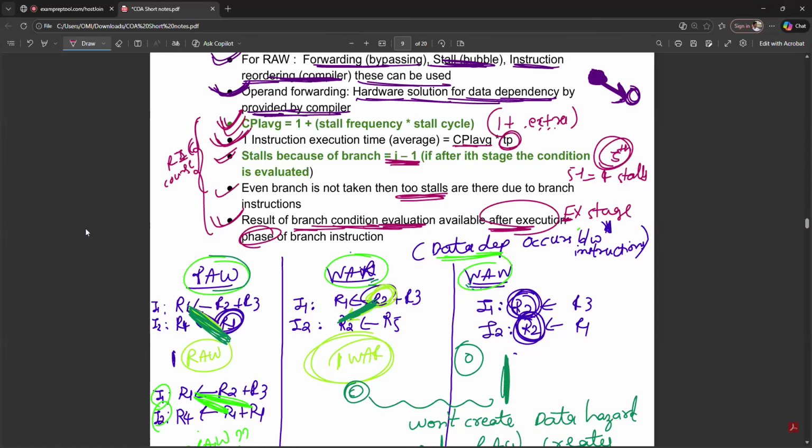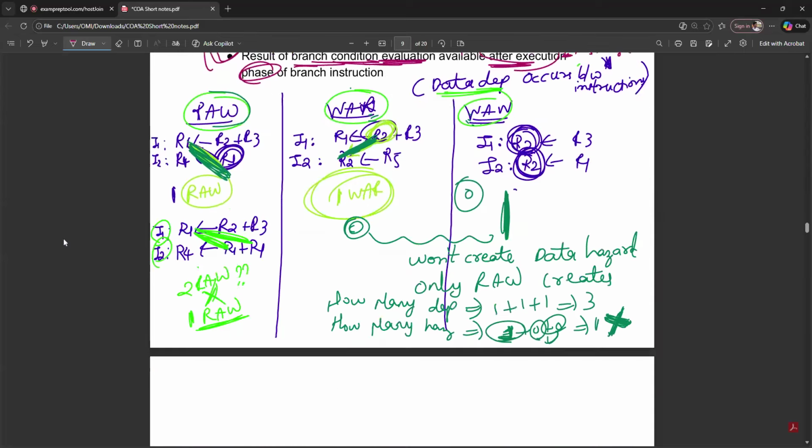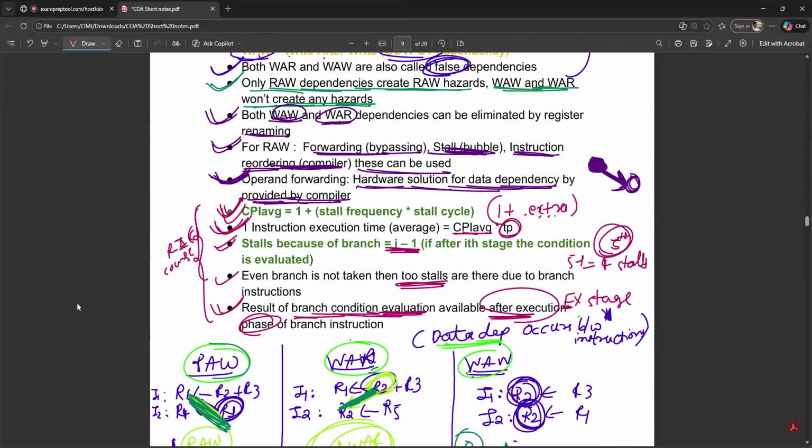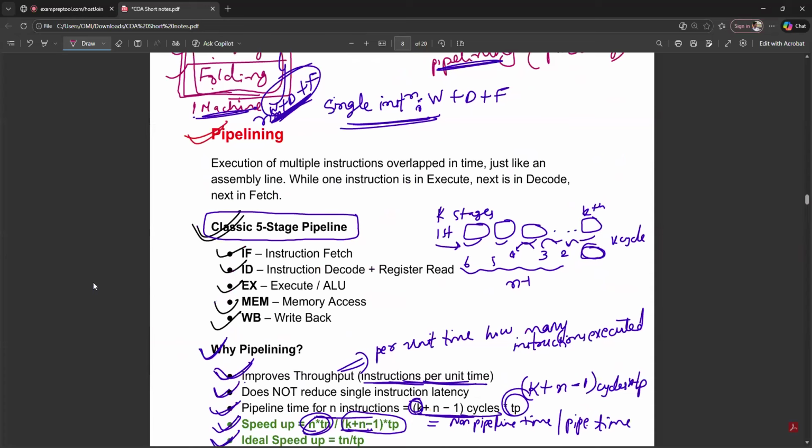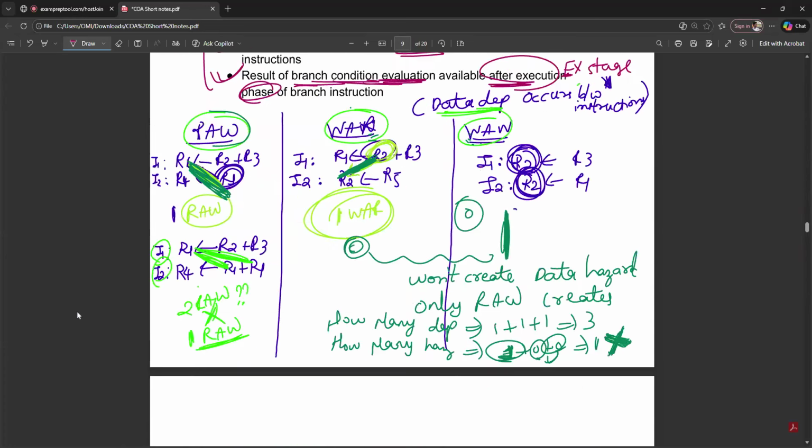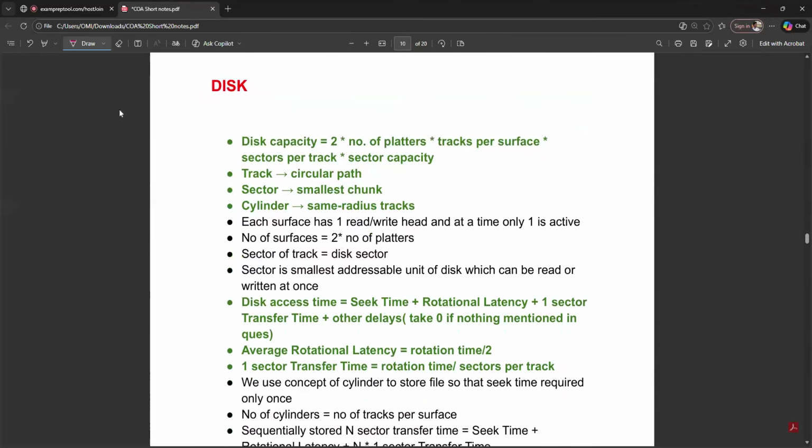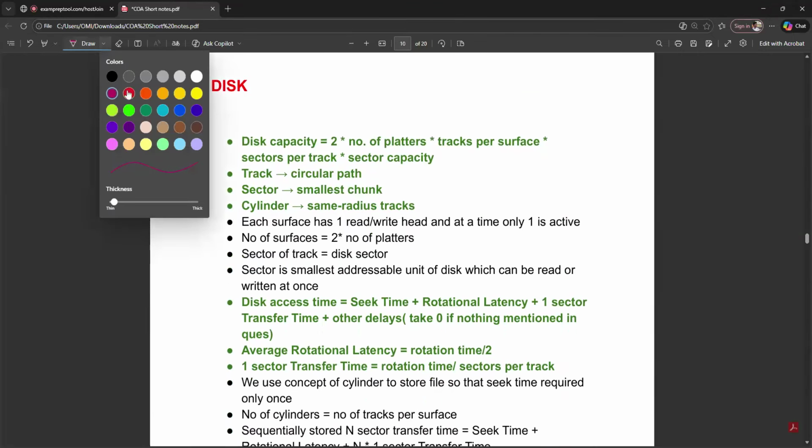Okay. So these are the points you need to take when revising the pipeline, right? Got it? Okay. So now moving to the next topic.